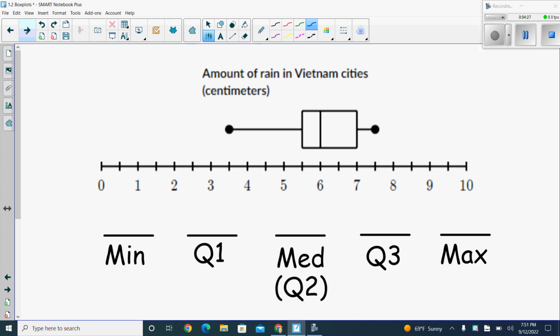Work backwards again. We've got 3.5 for a minimum, 7.5 for a maximum, 6 for the median. Q3 sits at 7, and Q1 sits at 5.5.